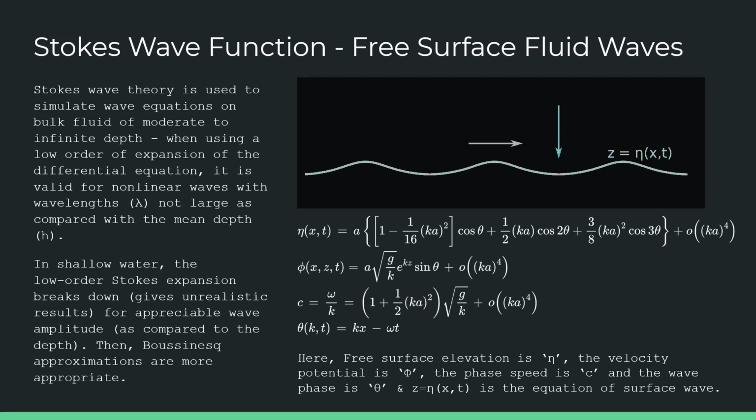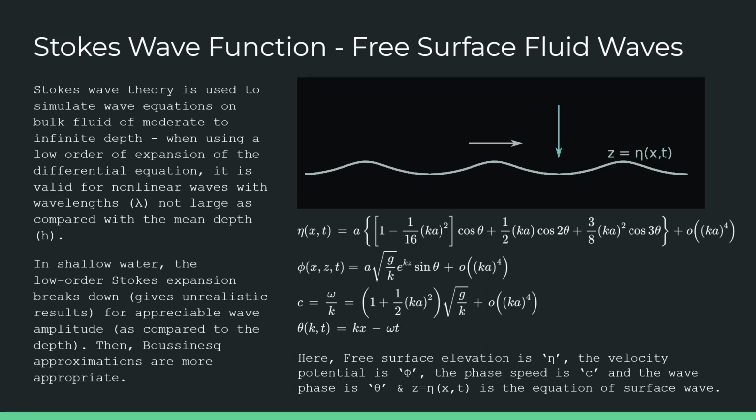Along with that, the velocity potential, which is the potential that each particle on that surface has, is denoted by phi, which is a function of the vertical, horizontal, and time components. And then we have what is known as the phase and the phase speed. Phase is basically the angle at which the wave moves around, and the phase speed is the speed at which that changes. So this gives a very realistic approximation of a wave.